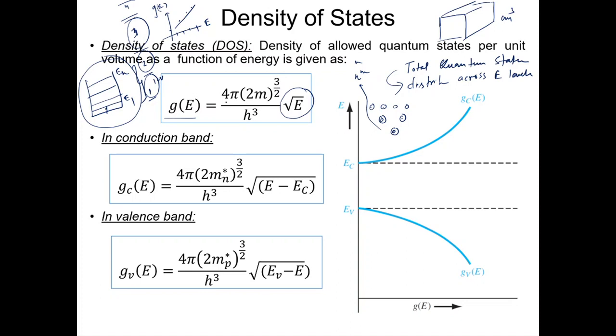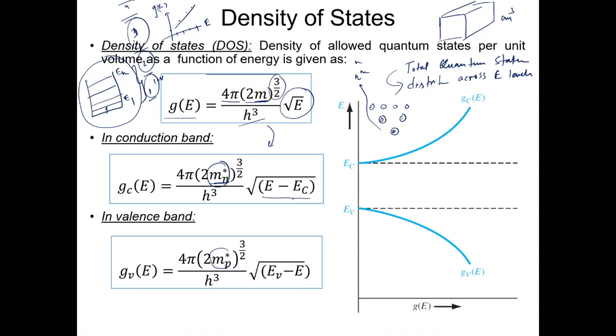The constant is 4 pi times (2 times the mass of the electron) to the power 3 by 2, divided by h to the power 3. Now if it is a semiconductor, then it's going to be slightly modified, where the mass will become effective mass. If it is the conduction band, then it becomes the effective mass of the electron. If it is the valence band, then it becomes the effective mass of the hole, and the energy will get shifted by the conduction and valence band edges.